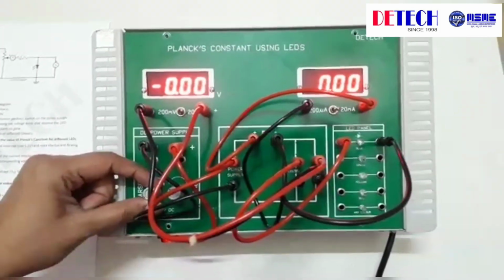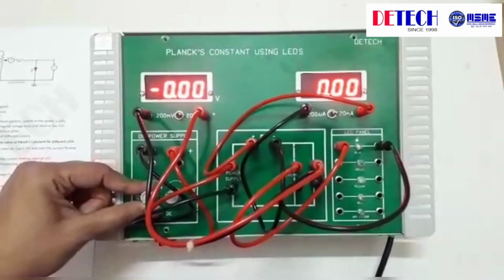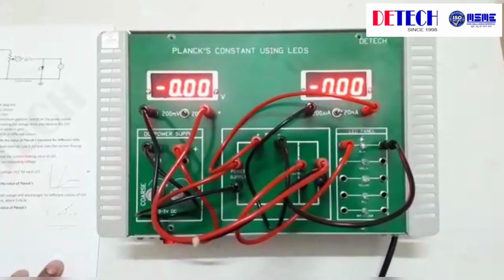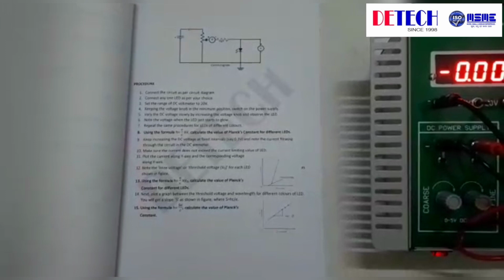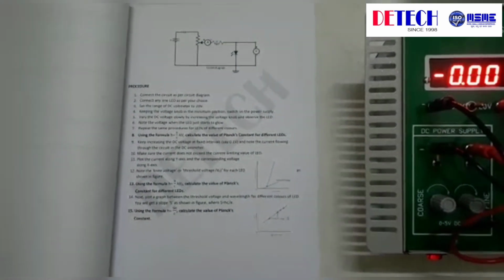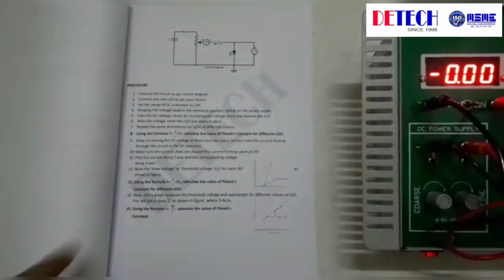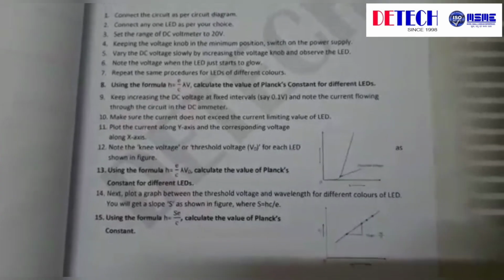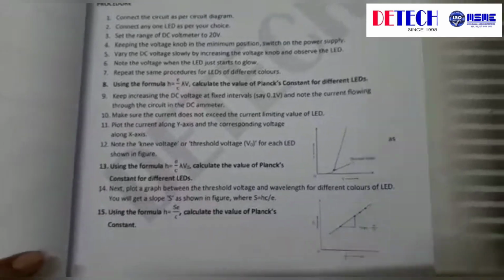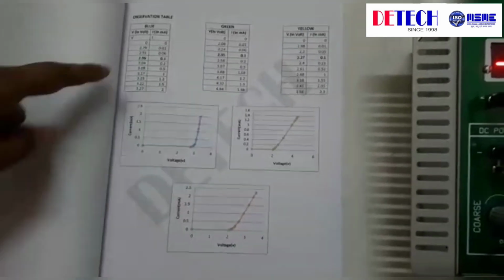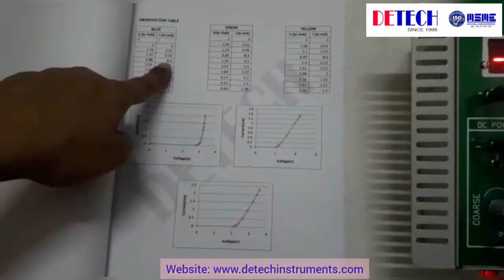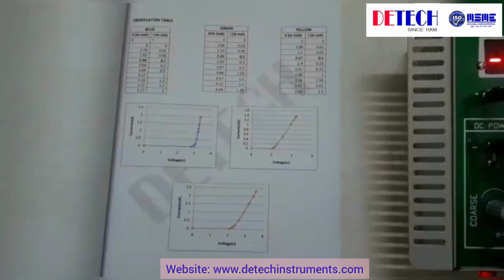Now there are 3 ways of finding out the Planck's constant. In the procedure, it has been mentioned very nicely what are the different ways. One way is that you take the voltage when the LED just starts to glow and calculate by using this formula. Another method is by plotting the IV characteristics of the LED and from there finding out the threshold voltage, which are given here in bold. And from the threshold voltage you calculate the Planck's constant.